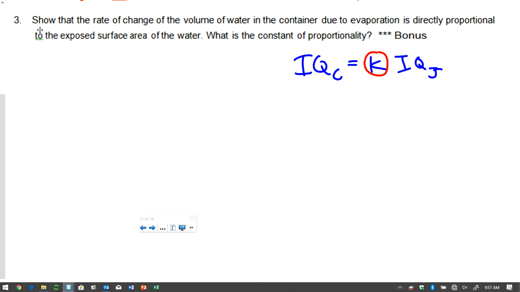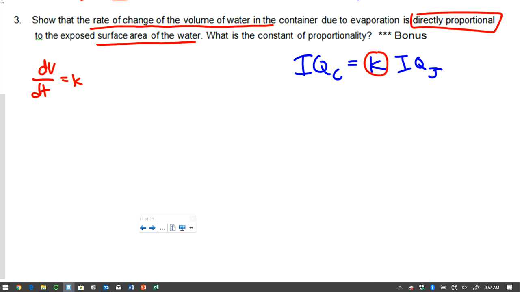So look at what they're saying. They're saying, show that the rate of change of water volume, dV/dt, is directly proportional. That means it's equal to k times what? The exposed surface area of the water. When you're on the cone looking down, what is the formula for that exposed surface area? Not 2πr, it's πr squared, area. That's all they're saying. Tell me that this k is a constant, and if so, tell me what that constant is.